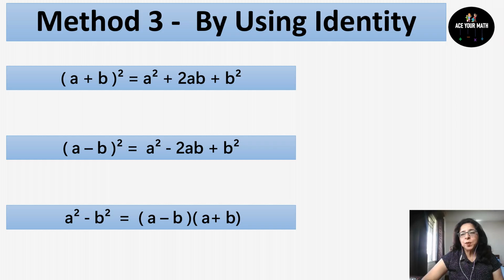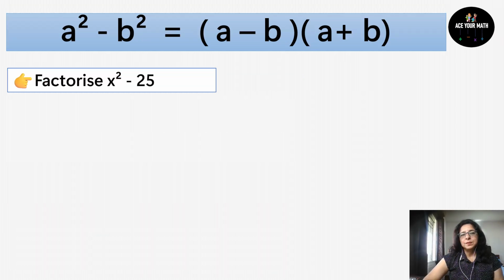See, the expression would be given to you and then you will see which identity out of these three you can use there. Okay, so we will learn that thing by taking a few examples. Let's say you need to find the factors of x square minus 25. Now you will see which identity to apply here.